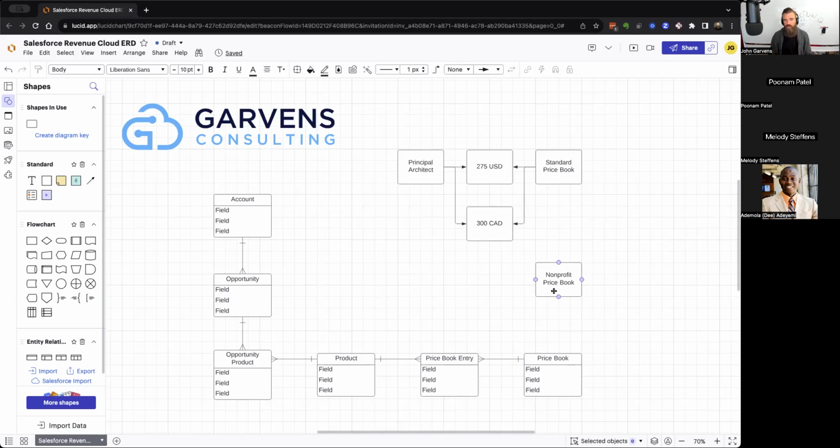And now I need price book entries for each product for this new price book in the currencies in which I want to sell. For the sake of example, let's just say that I want to sell in US dollars and Canadian dollars.